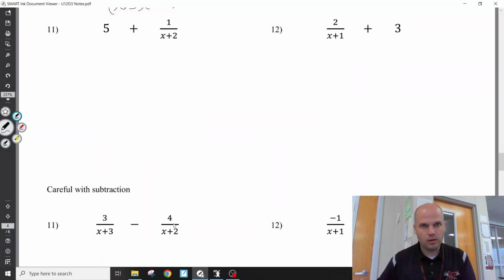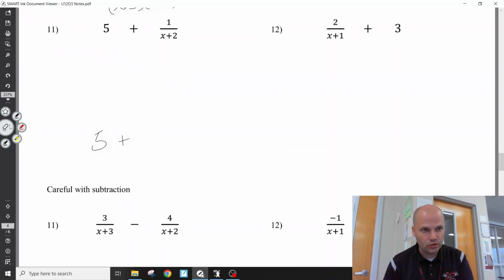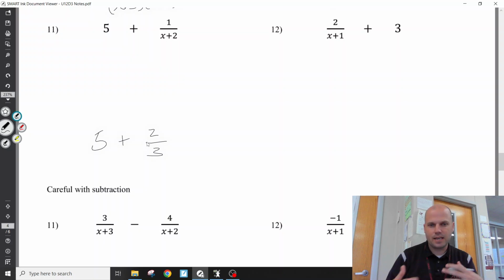5 plus 1 over x plus 2. 2 over x plus 1. Maybe you should start with 5 and 1/2. How do we add 5 and 1/2? Well, it's 5 and 2/3. Sure, right? But how do we make this one combined fraction?